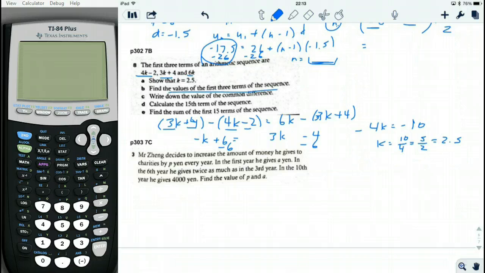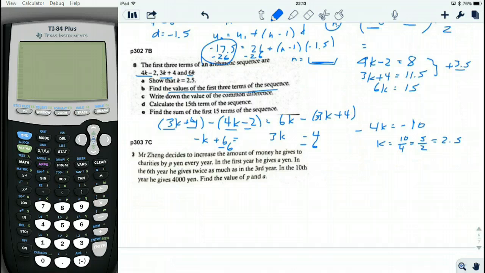Find the value of the first three terms of the sequence. The first term is 4k minus 2. If we put 2.5 into that, that gives us 10 minus 2, which is 8. The second one is 3k plus 4, which is 7.5 plus 4, which is 11.5. And then we have 6k, which is 15. So those are the first three terms. Write down the value of the common difference. The common difference would be plus 3.5.